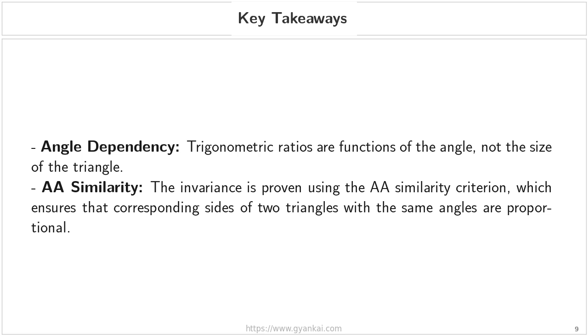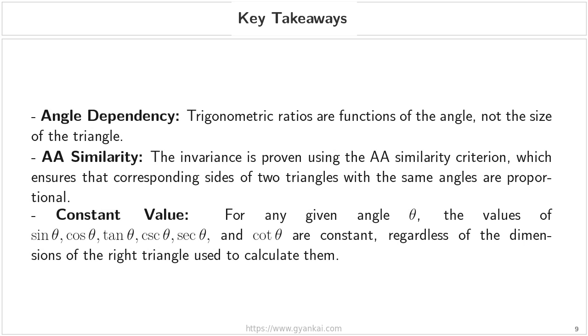This was the mathematical backbone of our proof. We used this criterion to show that, when 2 triangles share the same angles, their corresponding sides are proportional. This proportionality is exactly what allows the ratios to stay consistent. Finally, let's keep in mind the idea of constant value. For any given angle, theta, the values of sine theta, cosine theta, tangent theta, cosecant theta, secant theta, and cotangent theta are all constant. This remains true regardless of the dimensions of the right triangle you are using for your calculations.